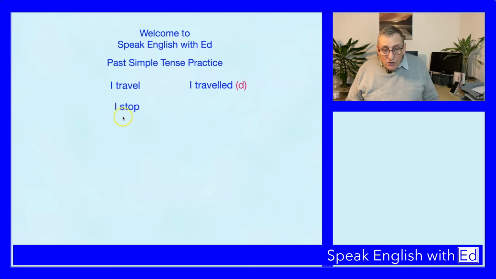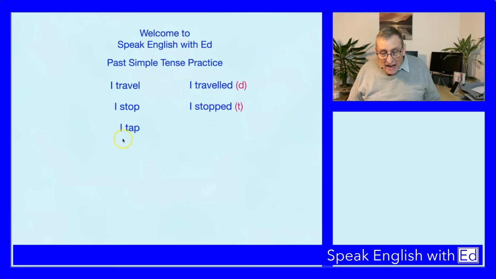So next one, stop. Again, the last three letters are consonant, vowel, and consonant. So as we've done here, we add the last letter again, so there are two of them, and then add ed. So we've got stopped. But this has got a T sound, not a D sound. This is a T sound, stopped, whereas travelled has a D sound.